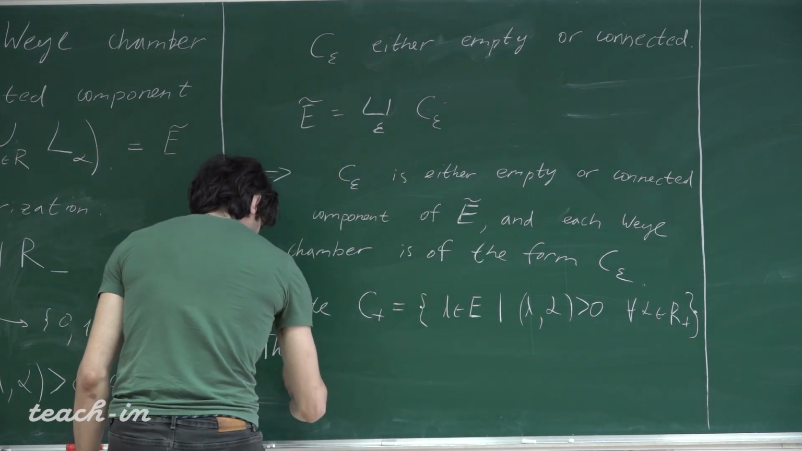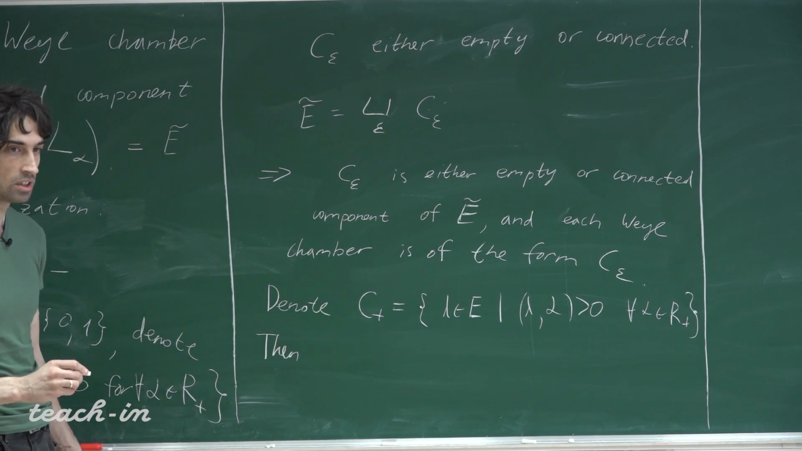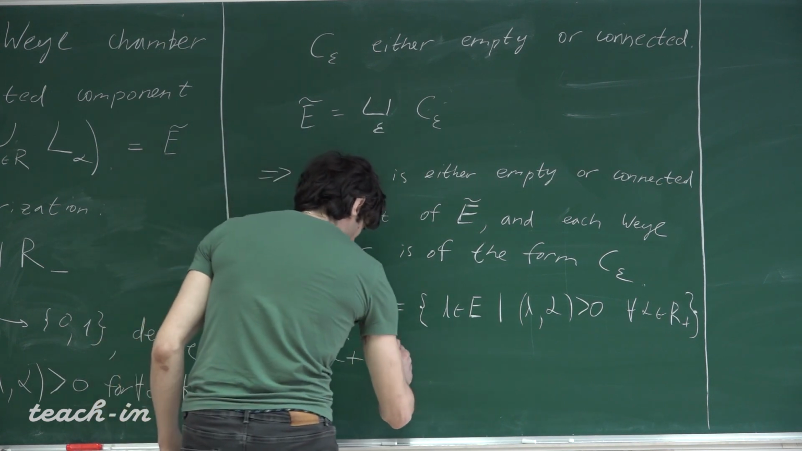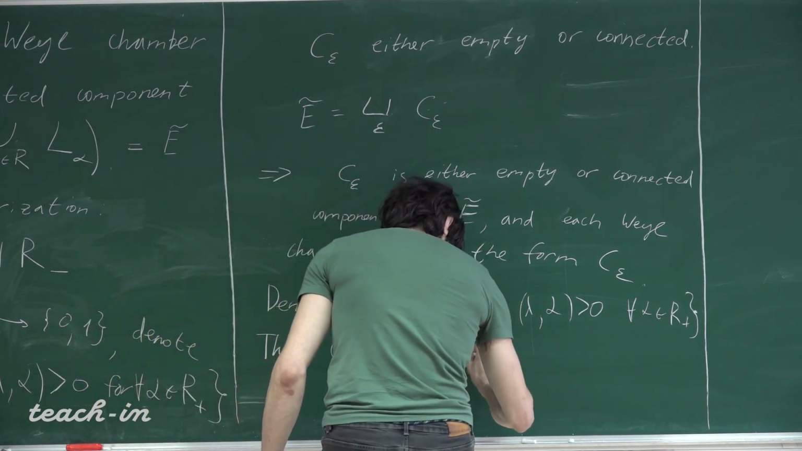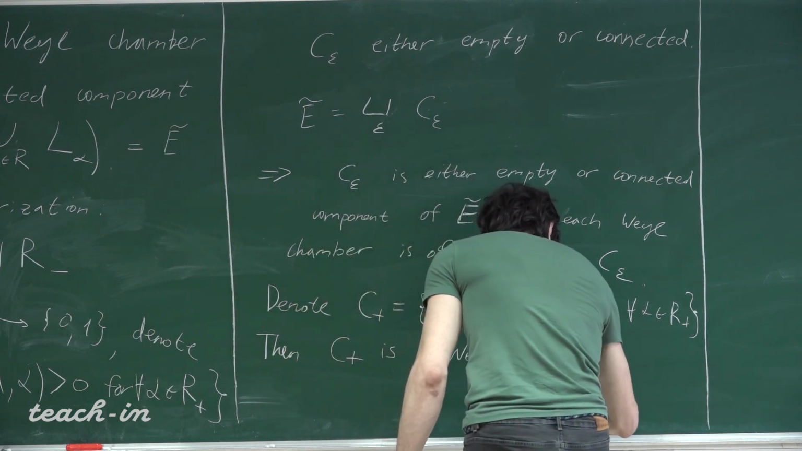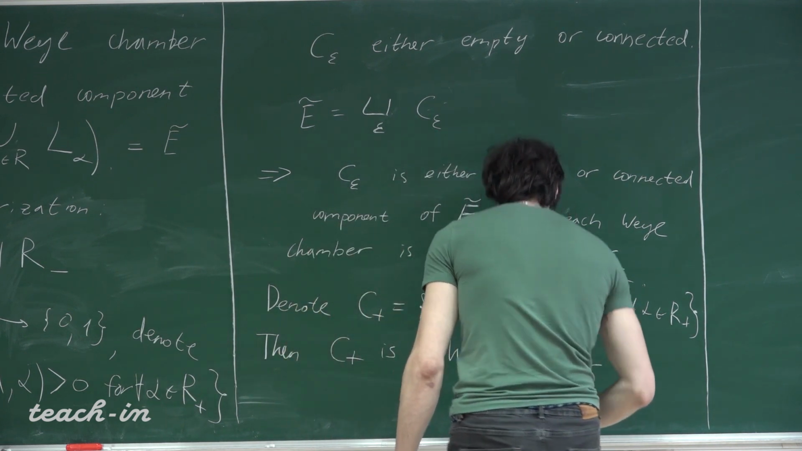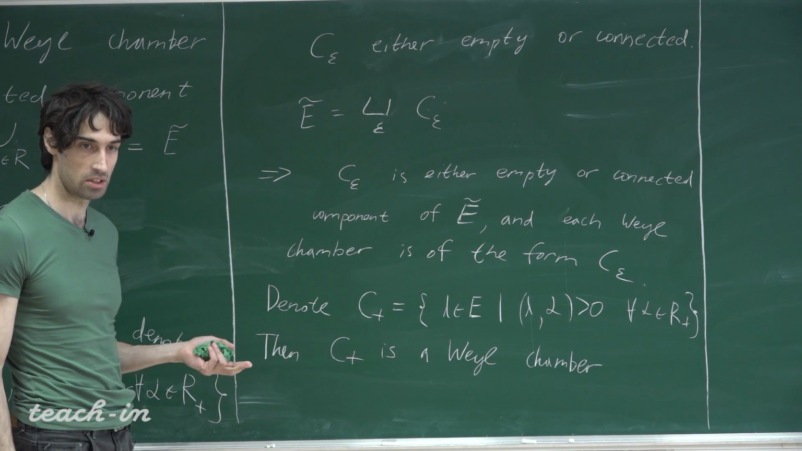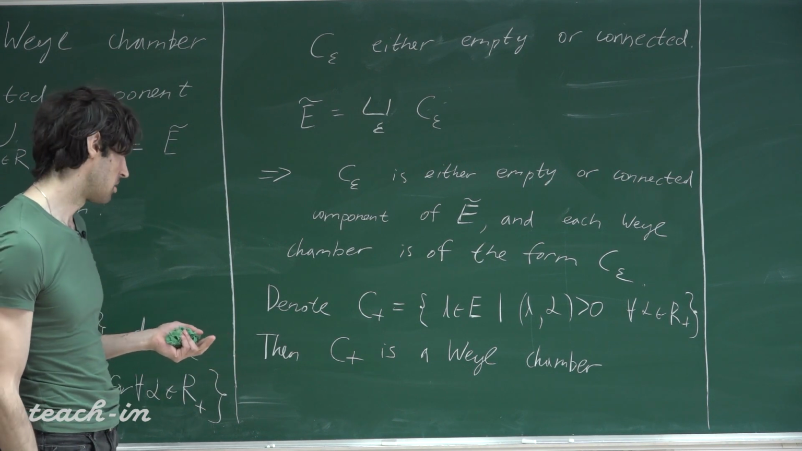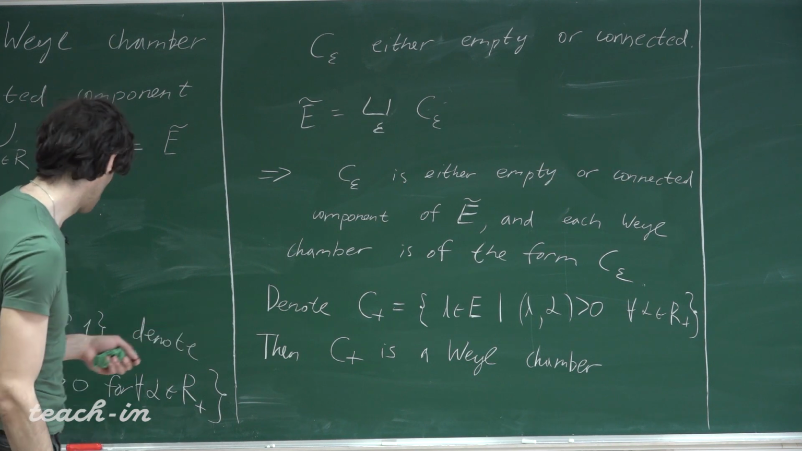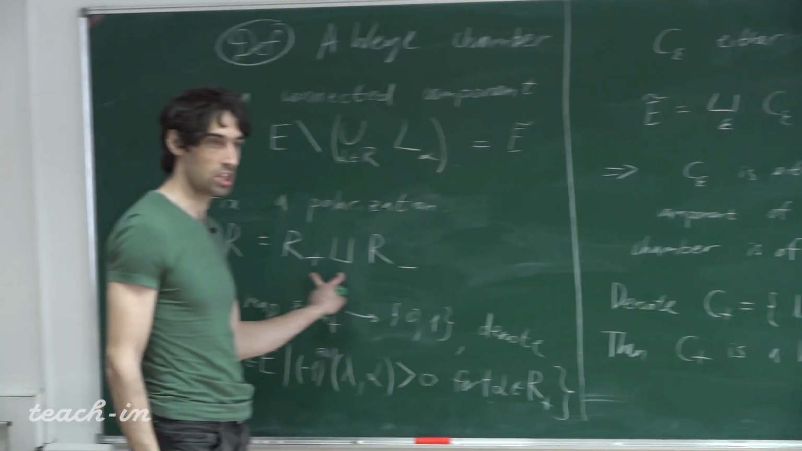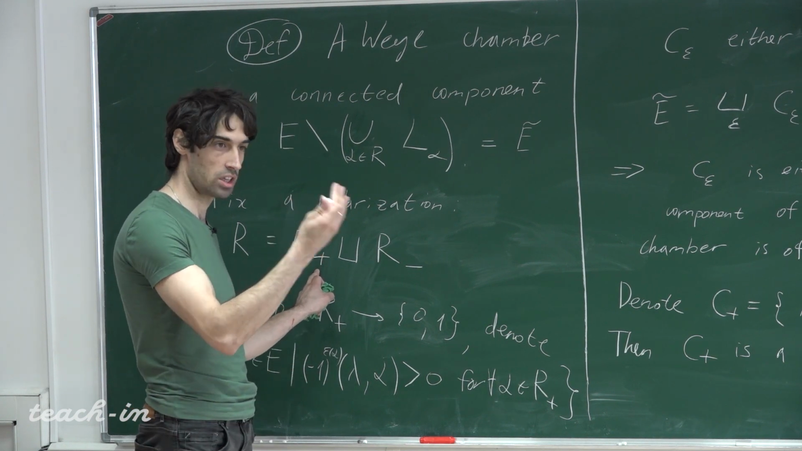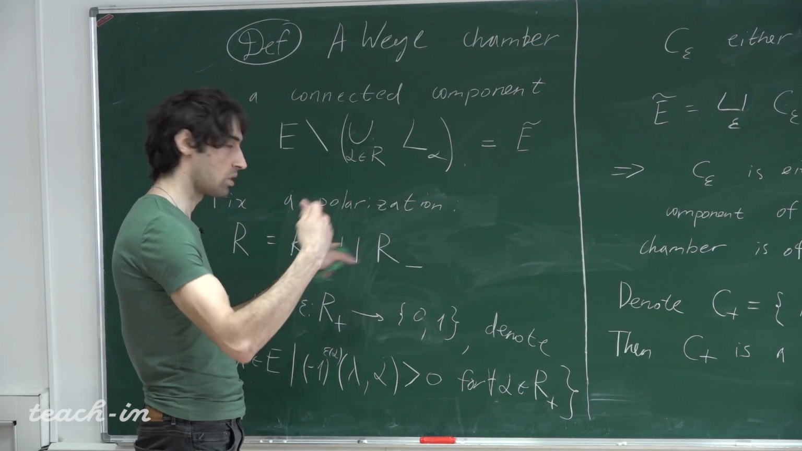Then observe that C plus is a Weyl chamber. According to what we said here, we just need to check that it's not empty, right? But why is this not empty? Remember what the polarization was? R plus was all roots. So we should have some regular element that divides R into R plus and R minus.